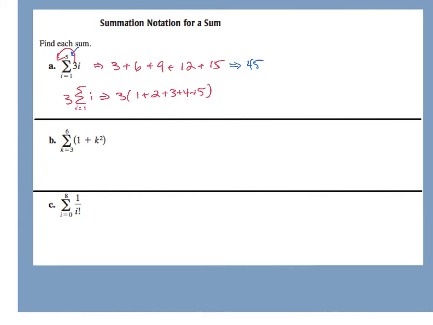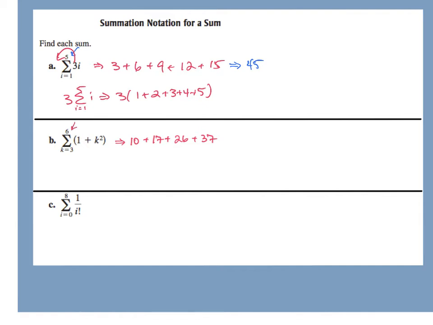All right, let's look at part B. So this summation is going from k equals 3 to 6. So now I'm going to substitute in 3. So what's my first term? 10. And then I'm going to substitute in 4, and I end up with 17. And then I substitute in 5, and I end up with 26. I substitute in 6, and I end up with 37. And then I substitute in 7, and I end up with... I don't do that. Why don't I do that? I end at 6.